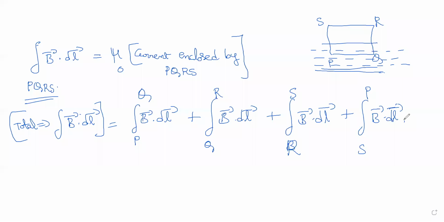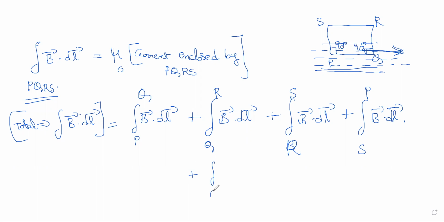After that, three easy things we can remove. First, total B bar dot dl bar we will find. I'll tell you how. You see, assume that this is the direction of the magnetic field. Now what is this angle? For RS, it makes 90 degrees, and SP also makes 90 degrees, and RS is outside. So let us see what happens with QR.